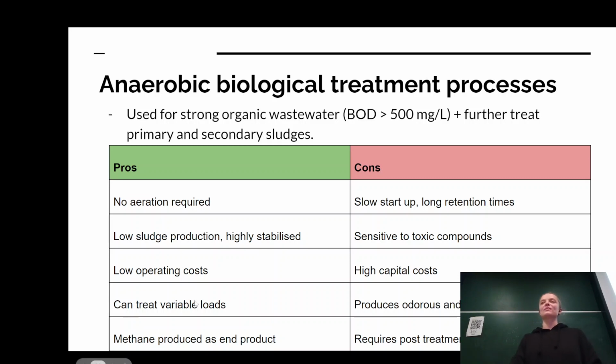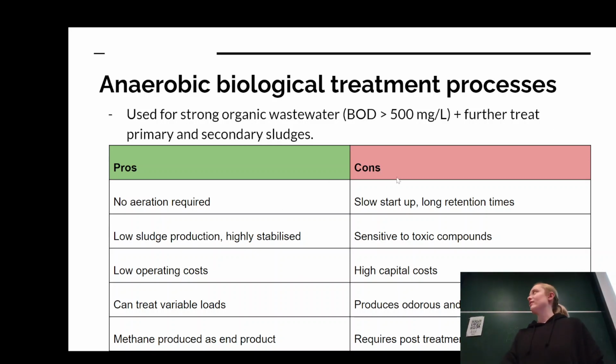Instead, because we already have this methane, we can burn it off and use it to recover energy. So that's why a lot of wastewater treatment plants now have, rather than flares, where they just burn off that methane and produce no energy generation from it, generators on site.